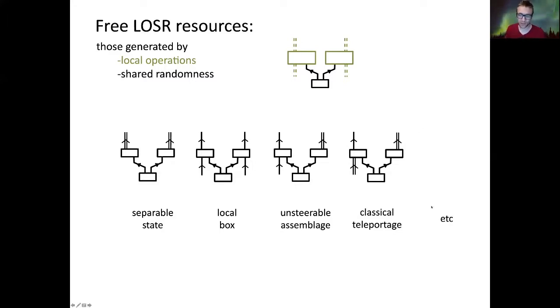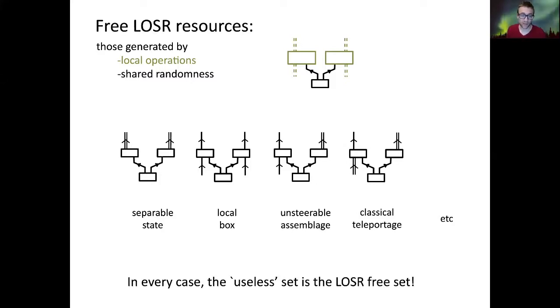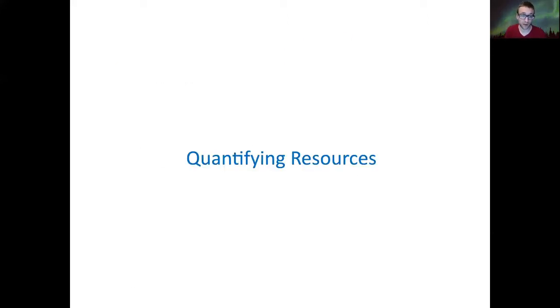And you go down the list of all these types of resources that have been studied in the literature, and you look at the ones that are LOSR free versus non-free, and it's exactly that set which has been determined in the past as the ones that are useless or the ones that are valuable, or the ones that are classical and non-classical. So qualitatively, we've reproduced all these types of resources in our resource theory in the way we'd expect. But we want to go further and we want to quantify resourcefulness.